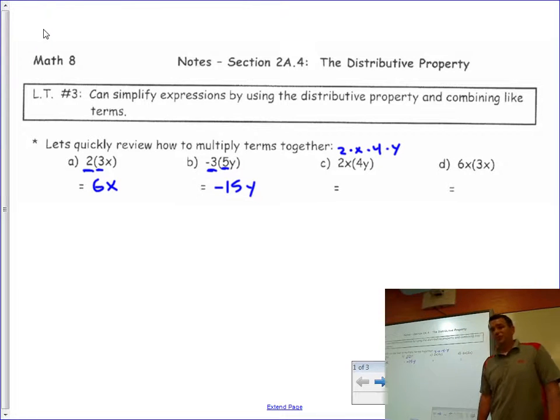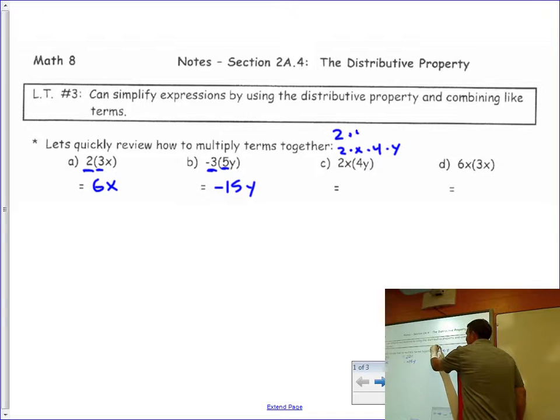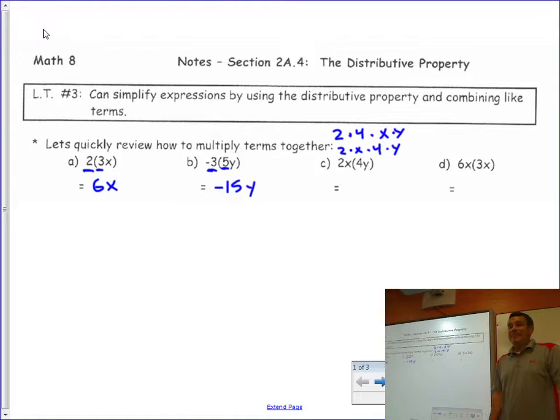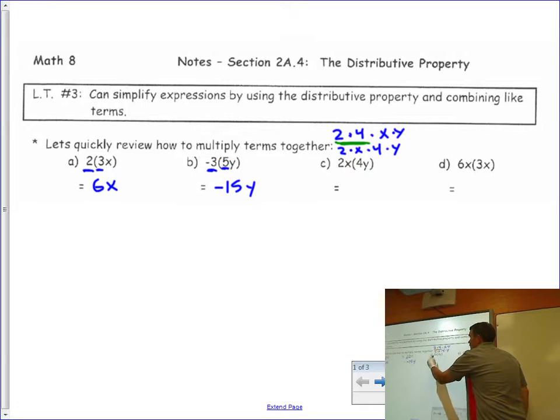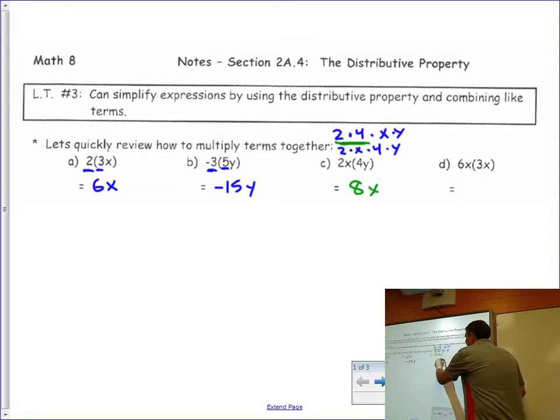Now we have this cool little property called the commutative property, which says that when I am multiplying terms together, I can put them in any order I want to. So I'm going to take these terms and I'm going to rearrange the order. I'm going to keep the 2 first, but then I'm going to put the 4, then the x, then the y. And then the answer becomes obvious. The answer to this is 2 times 4, or 8, times x times y. And the best way to write 8 times x times y is 8xy.